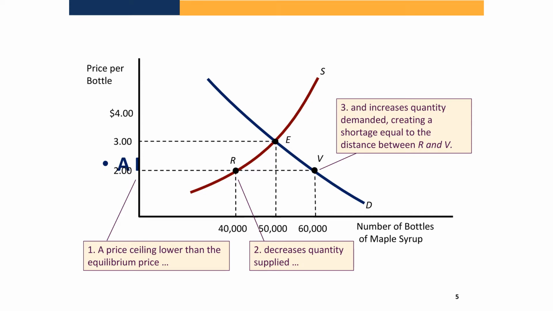Demand is going to be how much? What's the quantity demanded? 60,000. The quantity supplied? 40,000. So we have a surplus or a shortage? Shortage of how much? 20,000, exactly.